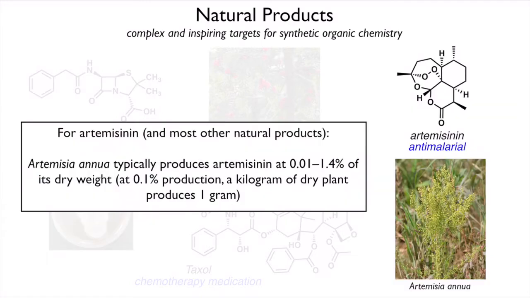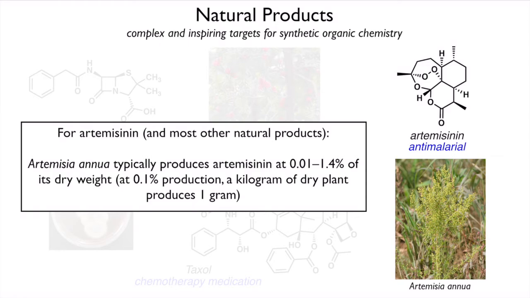But the same cannot be said for most other natural products. Take artemisinin, for example. Artemisinin is an anti-malarial natural product that is isolated from this plant, Artemisia annua. The plant itself produces artemisinin at a very small percentage of its dry weight. If we're being very generous, we might estimate that a kilogram of dried plant would produce 1 gram of artemisinin.